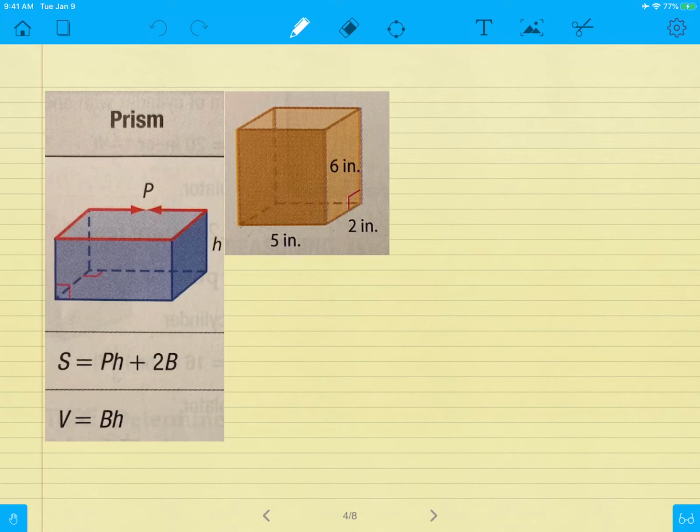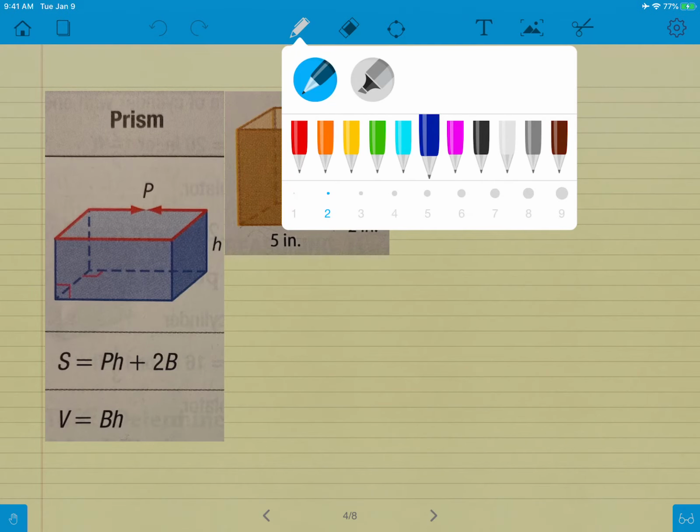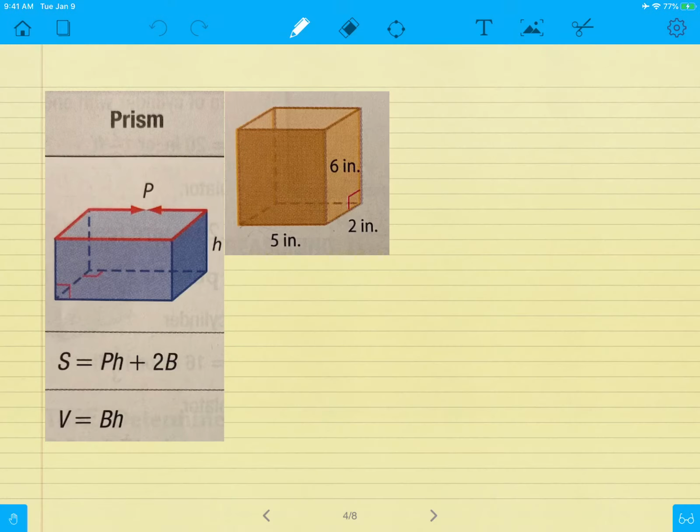Next one, it is back to a rectangular prism again. So we'll switch up the color here. All right, so we're going to do surface area. So we had to find the perimeter of the bottom. So that's 5 plus 2 plus 5 plus 2. That's adding up the entire perimeter of the bottom. And we're going to take that times how tall it is. It's 6 inches. We're going to multiply that.